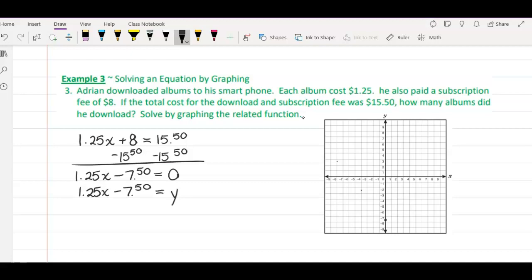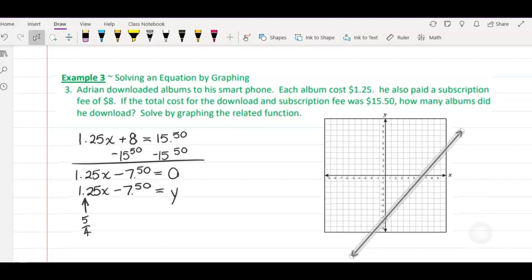So I'm going to begin at -7.5 on my graph, and I'm going to go 1.25, which is the same thing in a fraction as 5/4. But I like 5/4 better because now I can see it as a slope. So up 3, 4, 5 over 4. And connecting these with a line as neatly as possible, we can see now that it crosses at 6.